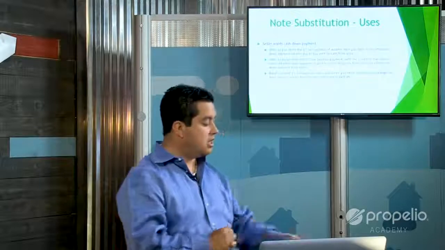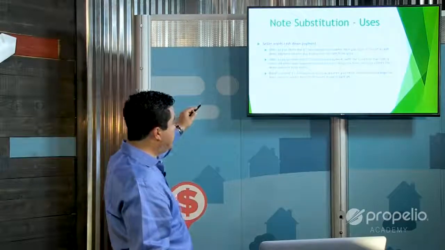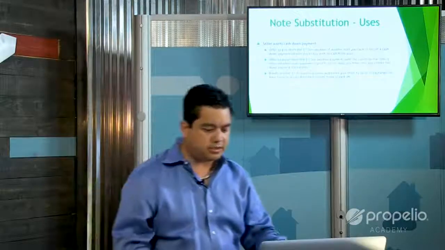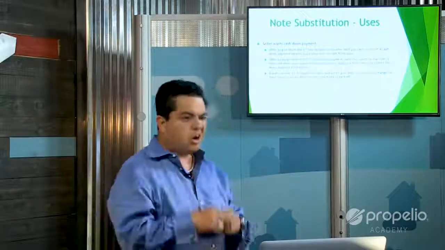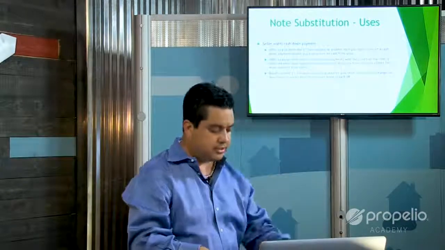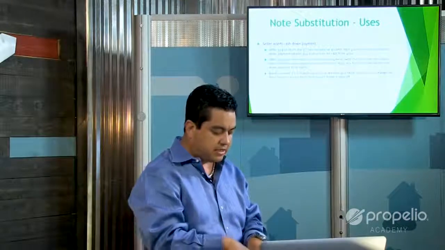income to the seller. Another option that you can use, you can offer to assign them the second lien position payments with the condition that the note is returned when the down payment is paid to the seller. This buys you time until you collect the down payment that they want. So again, a situation where maybe they're asking for a reasonable down payment, maybe 10%, 15%, 20% down payment. What you can say is, listen, Mr. Seller, it's going to take me a little bit of time to put the down payment together. Currently, the capital that I have, I'm not able to allocate it into this deal, but I want this deal, and I want to show you that I want this deal.